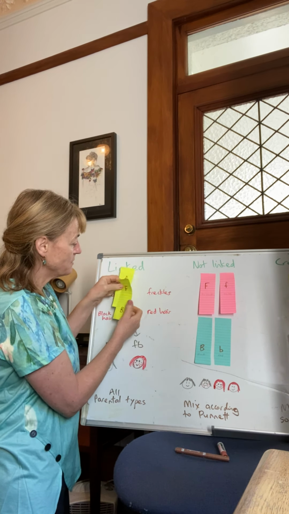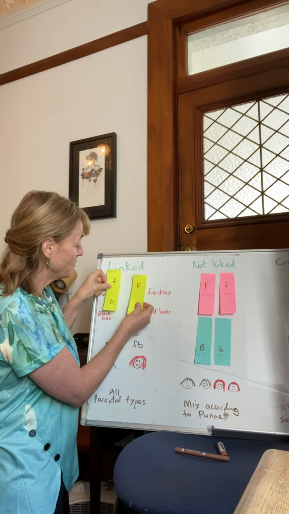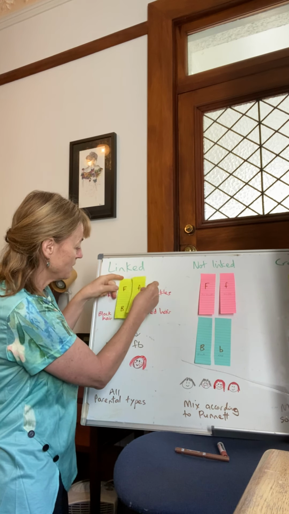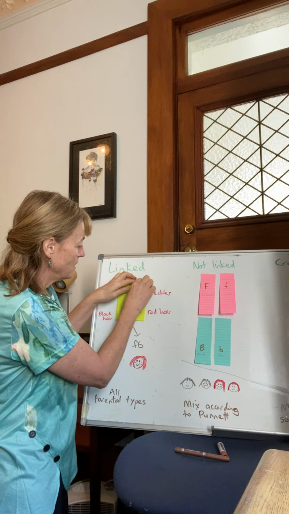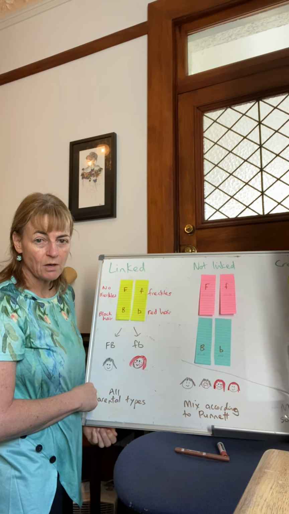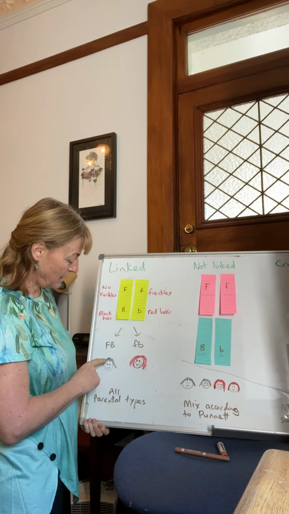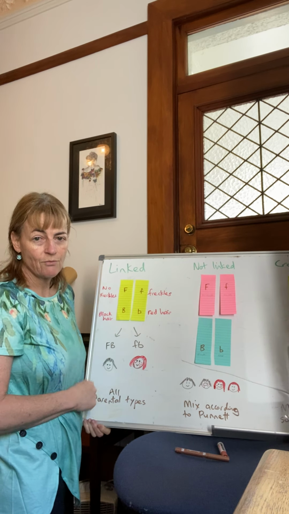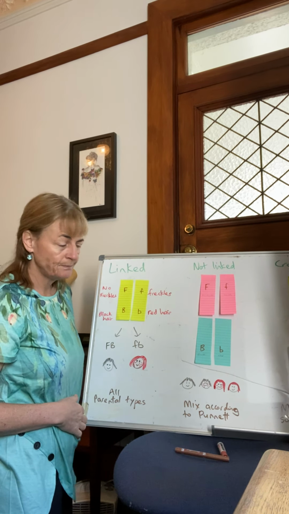It doesn't matter about independent assortment, which side of the equator they're on, because they're always going to travel together because they're on the same chromosome. So all the offspring should be the same as the parental types. If you've got black hair, you have no freckles, and if you have red hair, you have freckles. That's the only two options.